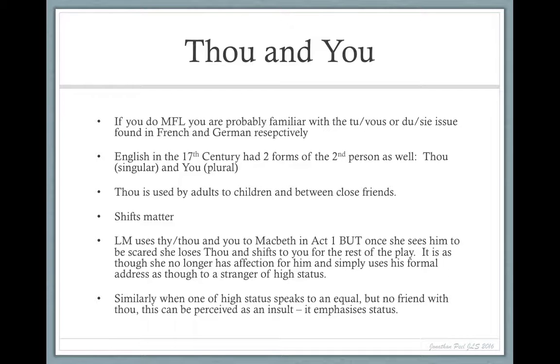But once she sees him to be scared, once she sees him to have lost his power, and she perhaps loses respect for him, she shifts to you for the rest of the play. And it's as though she no longer has any affection for him, and he's become a high-ranking stranger almost in her mind. I've not told you where this happens in Act 1, and I'm going to expect students that I'm working with to find it for themselves. What's interesting is that once she drops thou, she does not use it again towards Macbeth for the rest of the play.